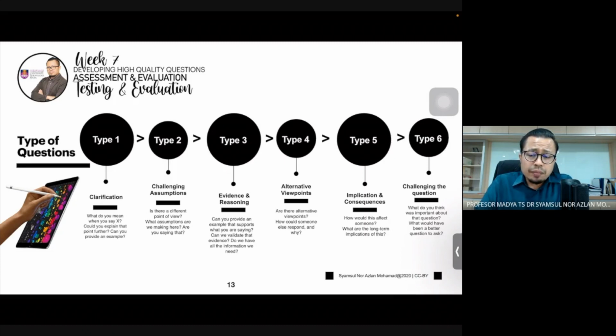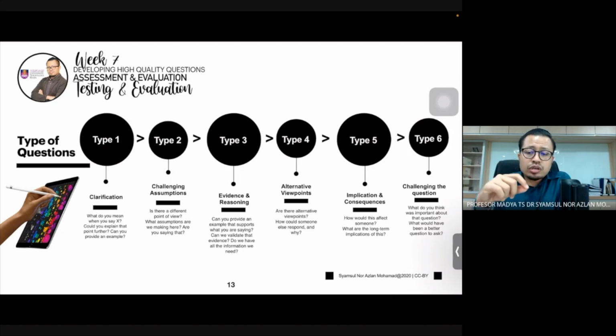And type number three, evidence reasoning. Can you provide an example that supports what you are saying? Can we validate that evidence? Do we have all the information that we need? So meaning that the student may have the argument, they have their own reason, but please give me the evidence, show me the evidence. Then it's proven that your assumptions or your justifications are something proven, something from what we call scholarly literature, read thoroughly, and then you give the point.